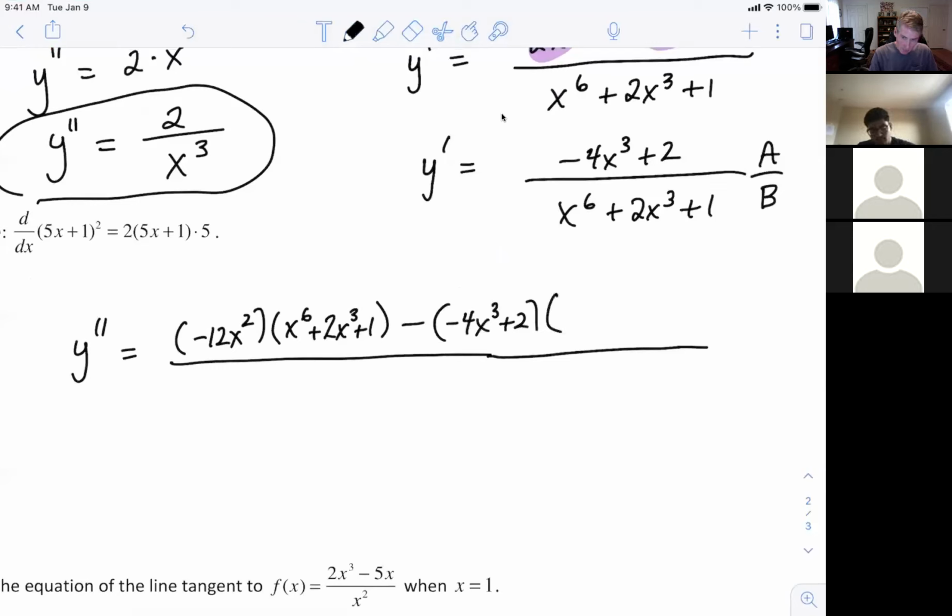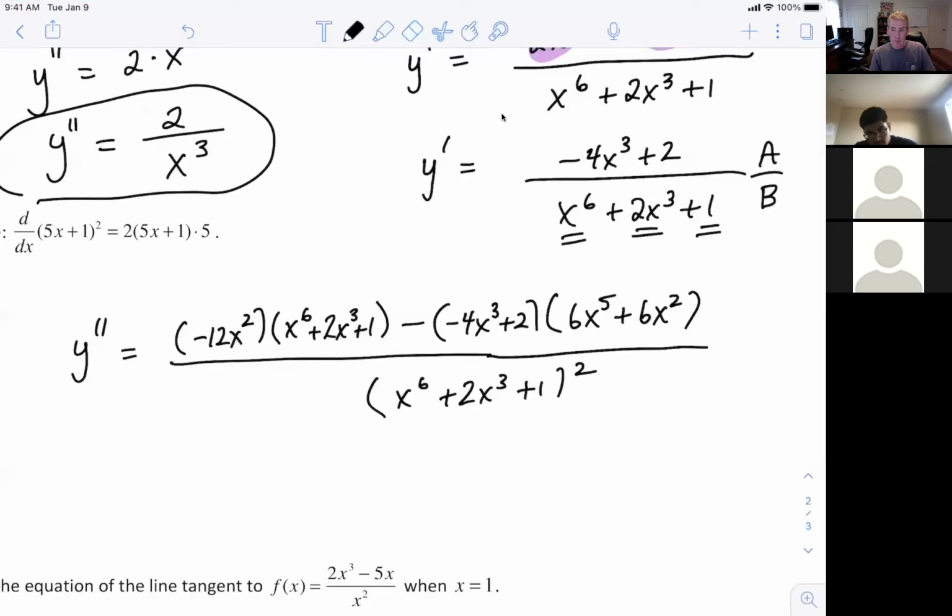And now take the derivative of the bottom. So the derivative of x to the 6 will be 6x to the 5th. The derivative of 2x cubed is going to be plus 6x squared. And then the derivative of 1 is 0. And then the bottom has to be squared.